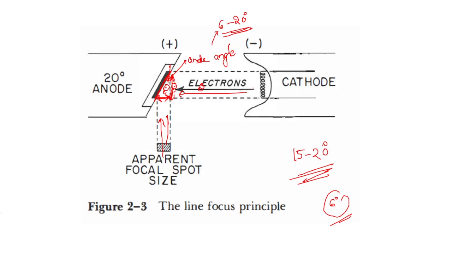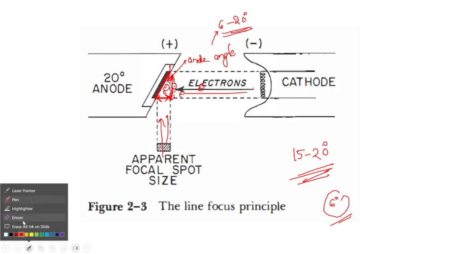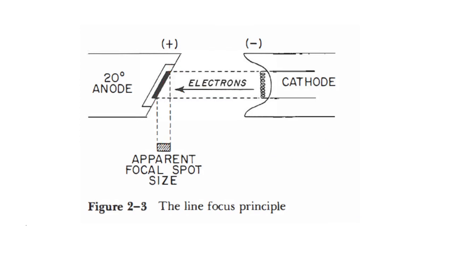Now, following the apparent focal spot, let us learn the differences between the types of anodes. Anodes can be divided into two types. We have the stationary anode and we also have the rotating anode. First, this one is the stationary anode.